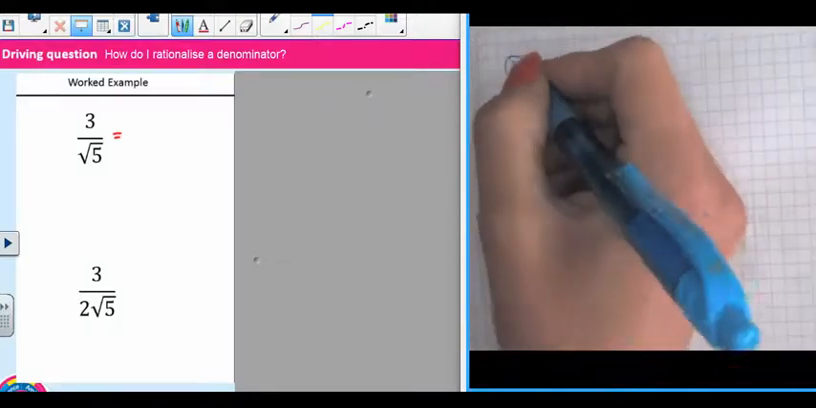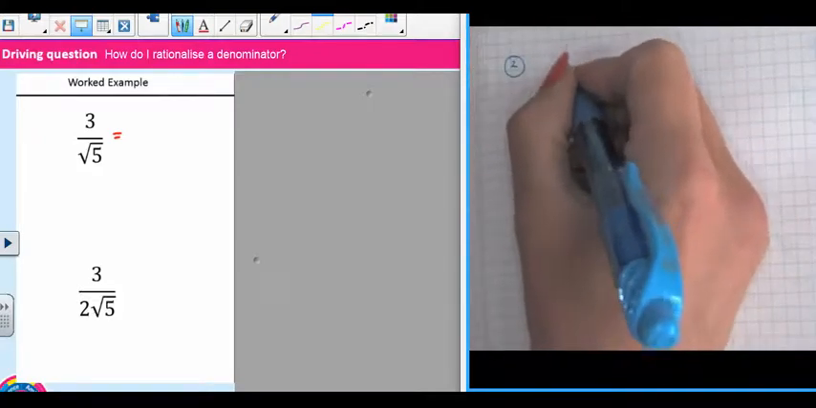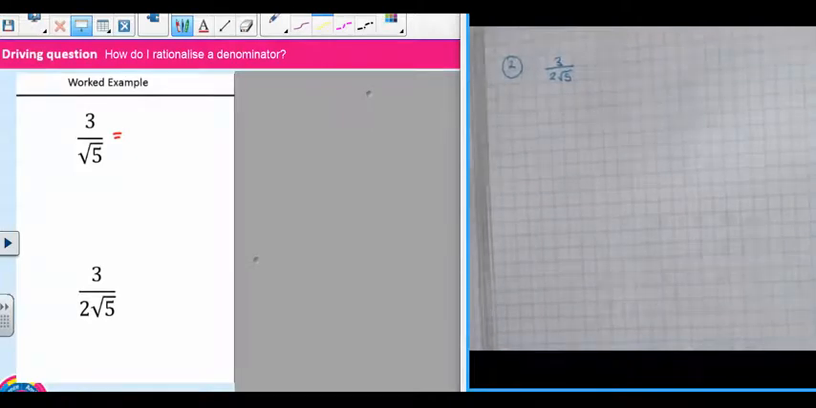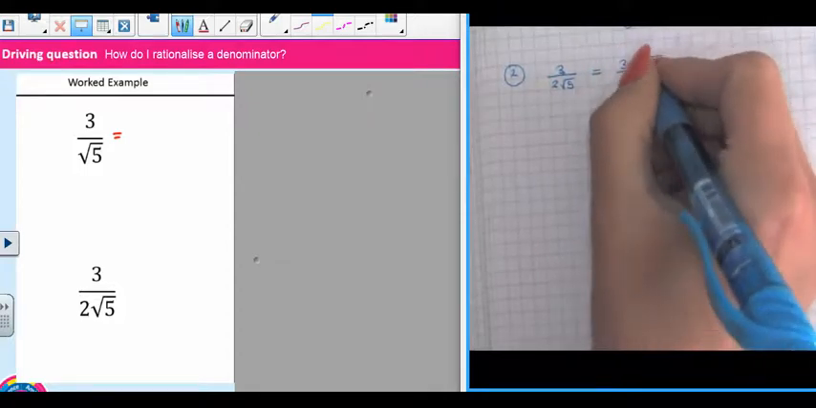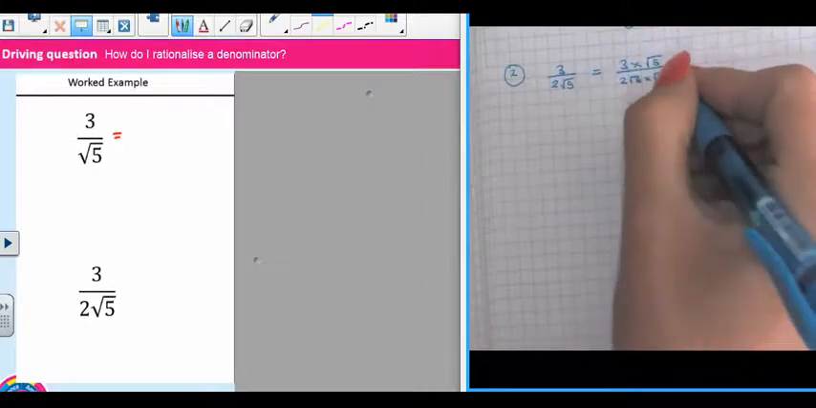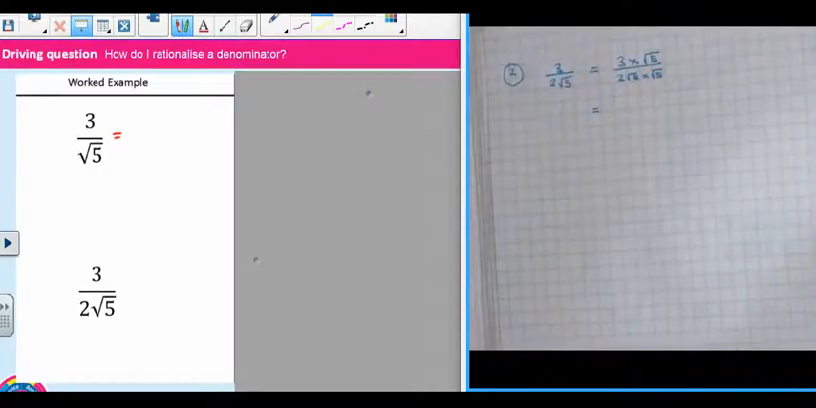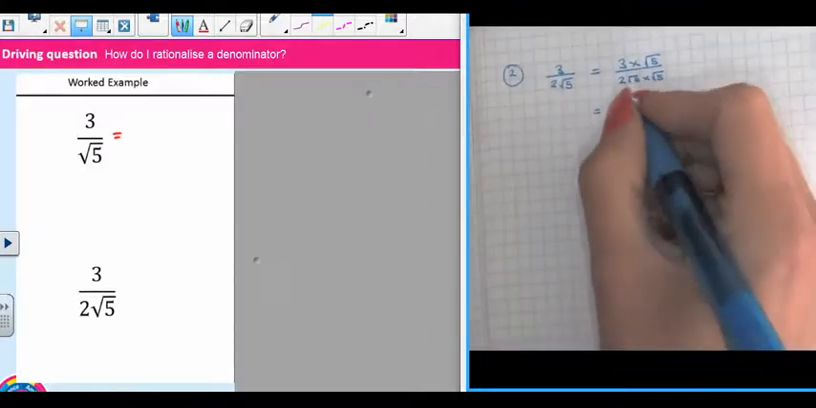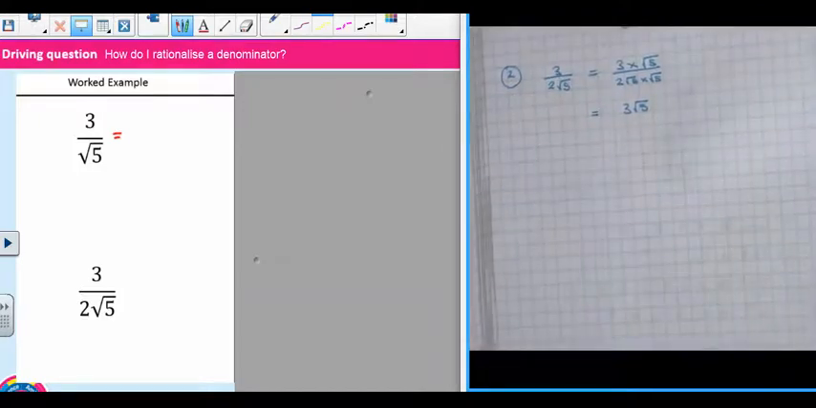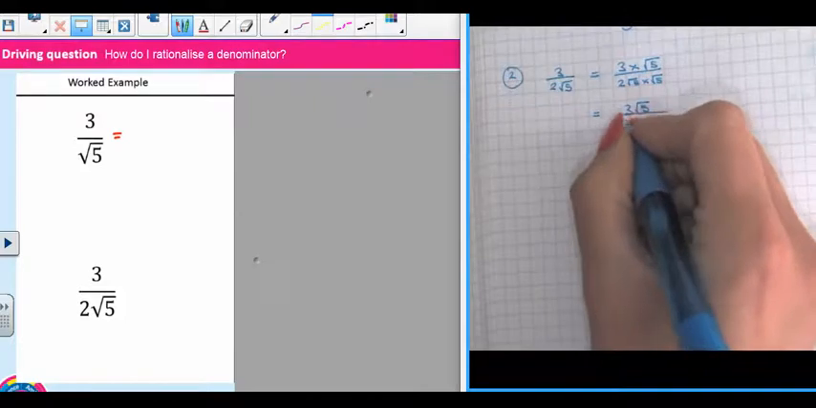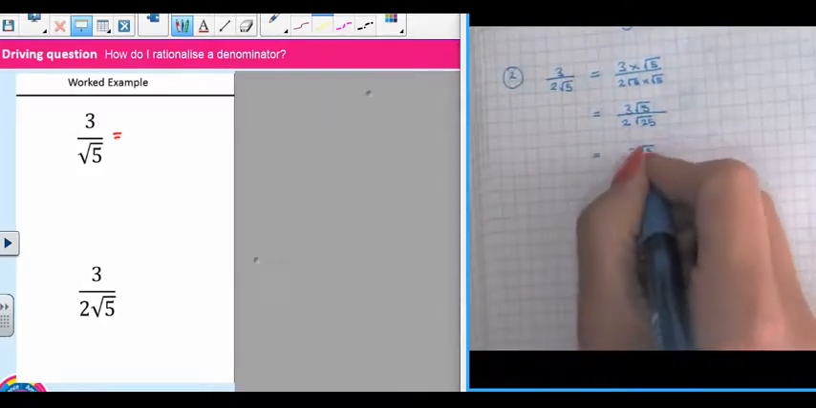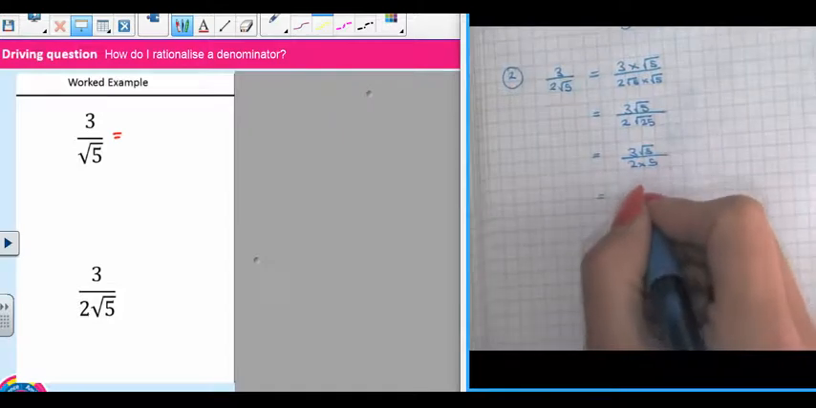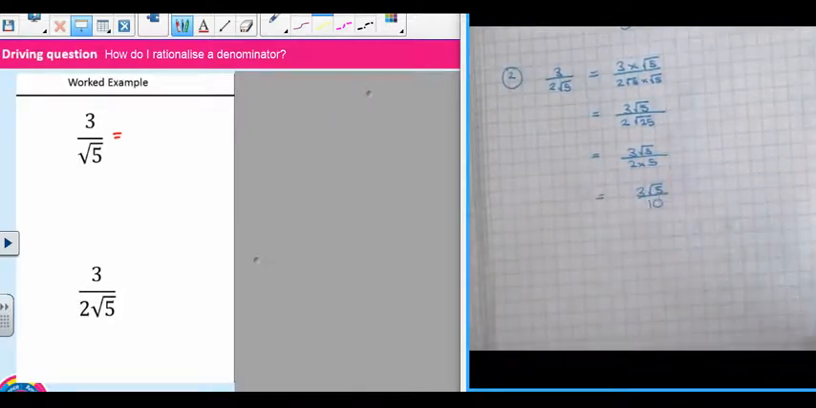The second example, 3 over 2 root 5. Look at the denominator. Which part of the denominator is irrational? What do you think I should multiply by here? Well, I'm going to multiply by root 5. Three multiplied by root 5 is 3 root 5. 2 root 5 multiplied by root 5 would be 2 root 25, which would give me 3 root 5 over 2 multiplied by 5, which is 3 root 5 over 10.